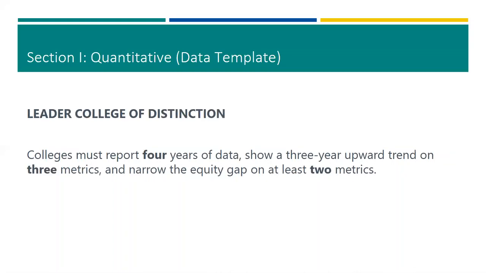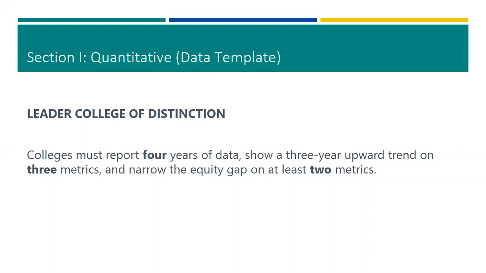Leader colleges that choose to apply for the Leader College of Distinction status must meet the more rigorous recertification metrics. Only colleges that have been Leader colleges for 3 or more years may apply for this status. Colleges must report 4 years of data and show a 3-year upward trend on 3 metrics selected.